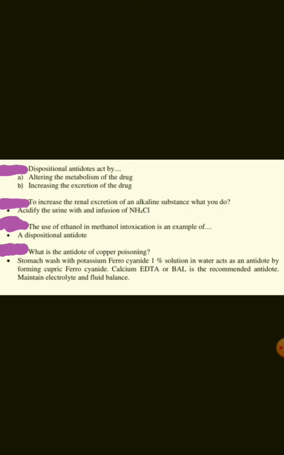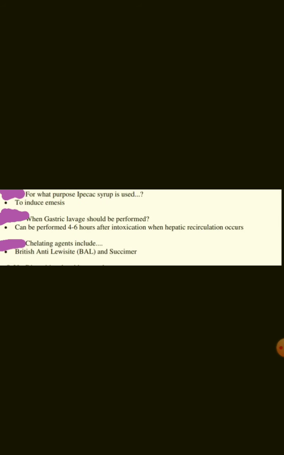What is the antidote for copper poisoning? Stomach wash with potassium ferrocyanide 1% solution in water acts as an antidote by forming cupric ferrocyanide. Calcium EDTA or BAL is the recommended antidote. Maintain electrolyte and fluid balance.